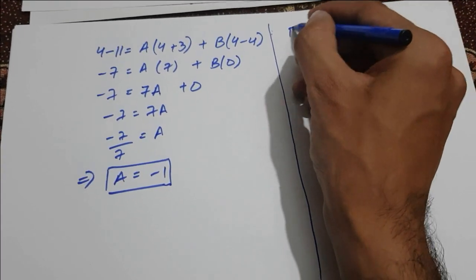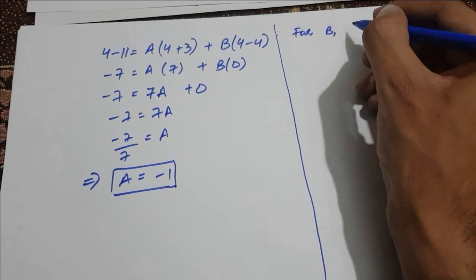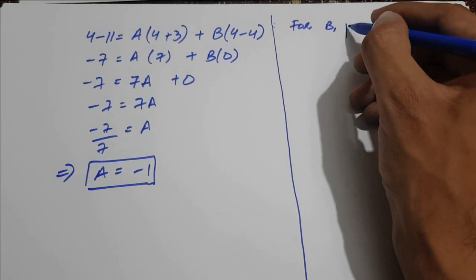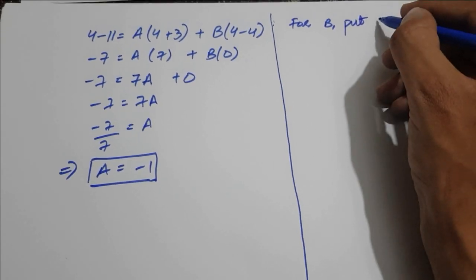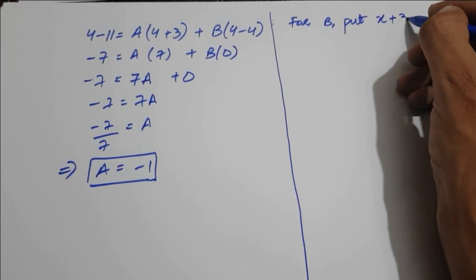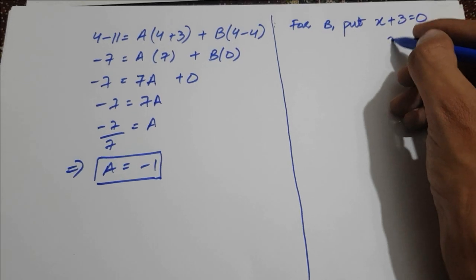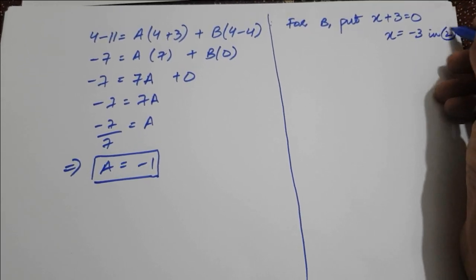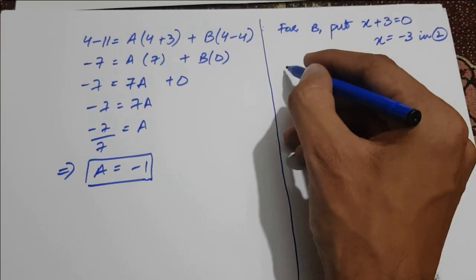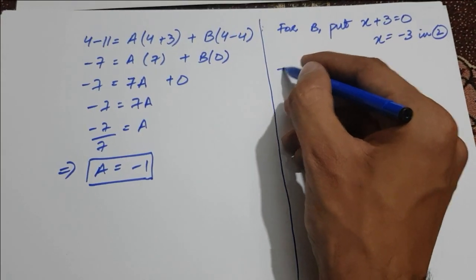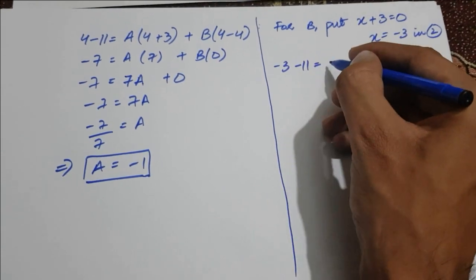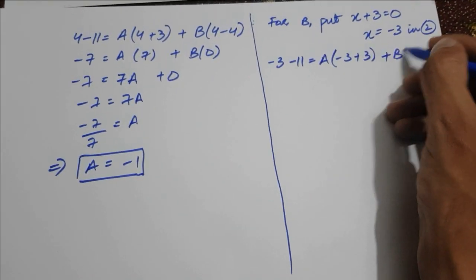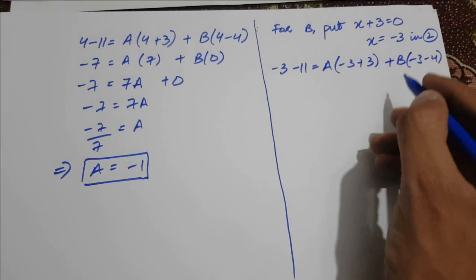Now for B, we are going to use equation 1 again. We have to put its denominator equal to 0. We get the value of x, which is minus 3, and we will put it in equation 2. Now we have minus 3 minus 11 is equal to A into minus 3 plus B into minus 3 minus 4.